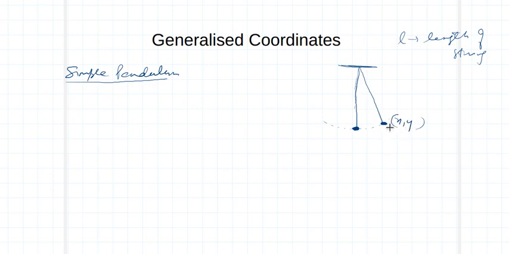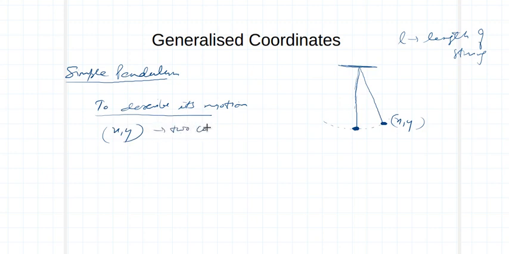x and y. So to describe its motion, what do we know? We must have some idea of x and y. What is the value of x and what is the value of y? So that means two coordinates are needed to study the motion. But if it is a simple particle and moving in some plane, then there is no problem. x and y is okay.